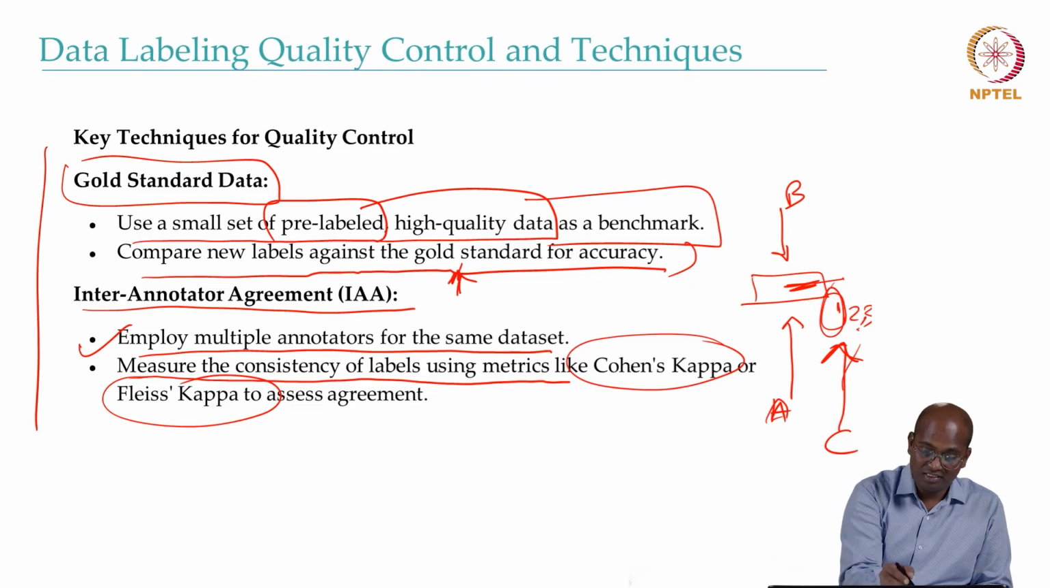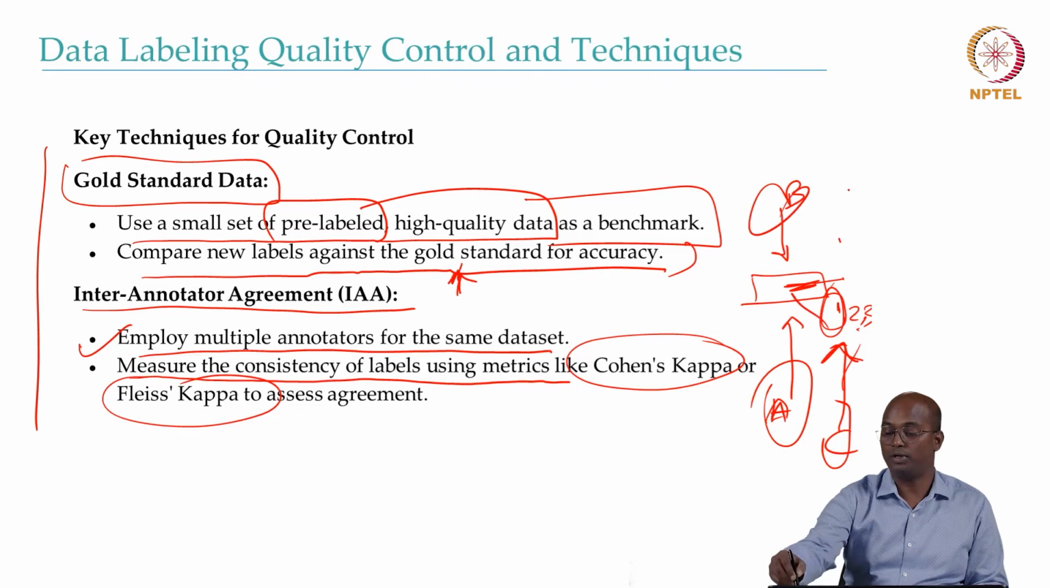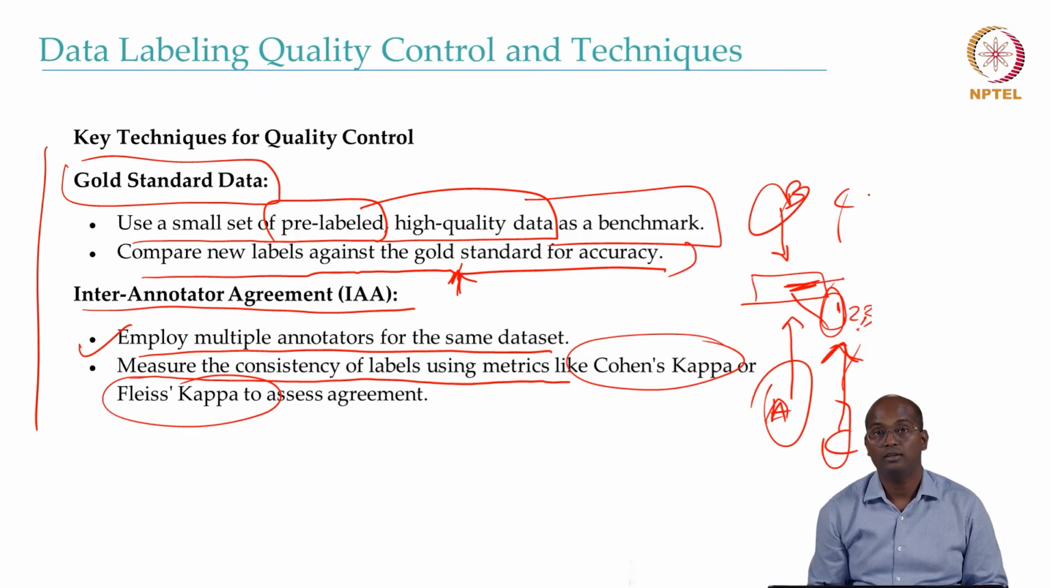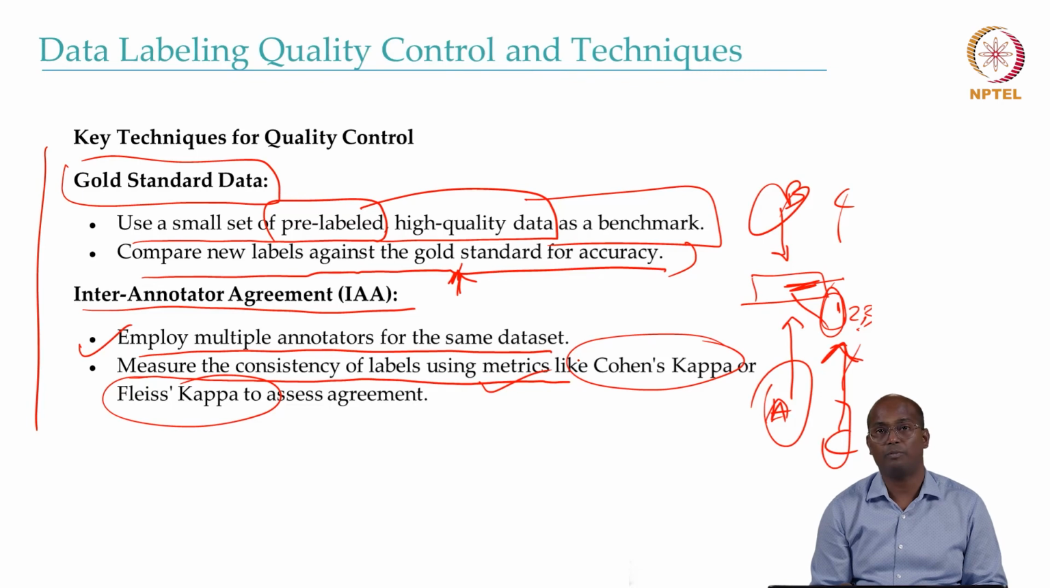The agreement between A, B, and C, or even more or fewer annotators, is a very good indicator of the quality of your data. Cohen's Kappa is used when there are primarily two annotators labeling the data.